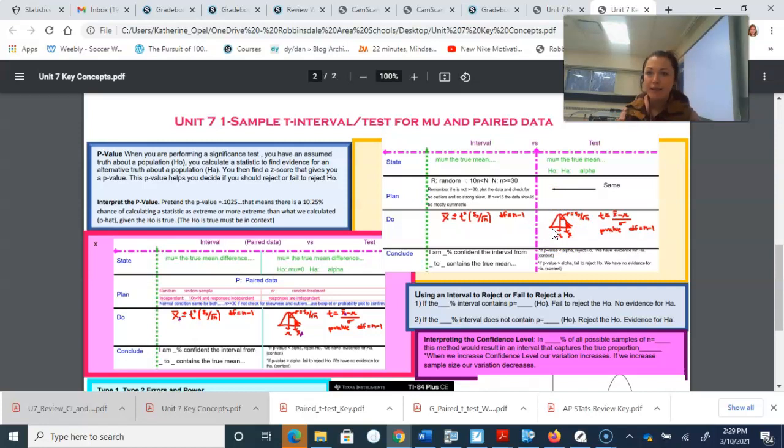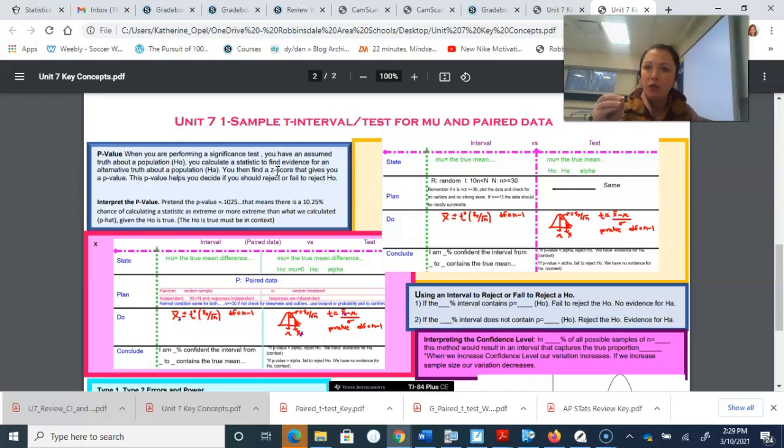Then we calculate a statistic, and that's our evidence. We calculate an x-bar over here. That's our evidence for an alternative truth about a population. We're asking, do we have significant evidence? To find that out, we have to get a t-score. This says z-score, but it should be a t-score.